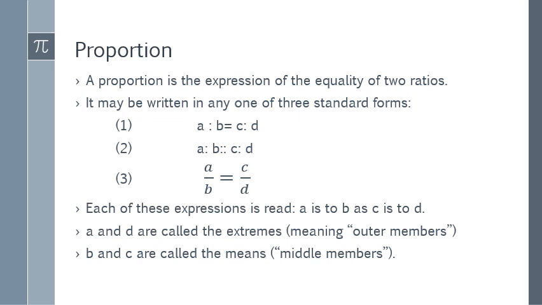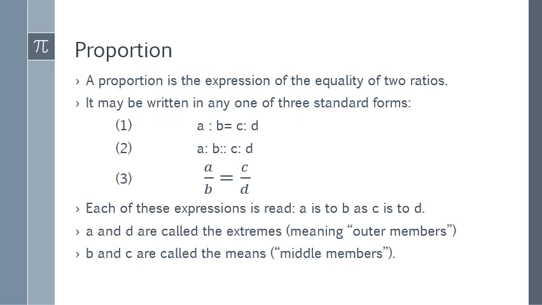Number two is A colon B double colon C colon D. And the third way of writing it is A upon B is equal to C upon D. However, these are written in these three forms, but they will always be read as A is to B as C is to D.